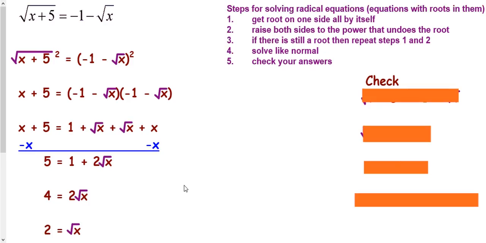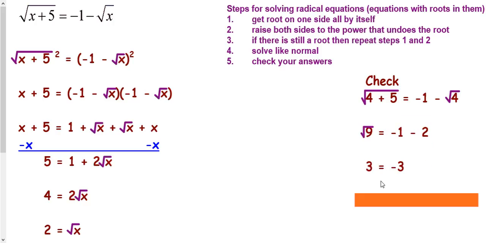Now you want to plug 4 into your original for both of your x's to see if it works. So we get 9. Square root of 9 we know is 3. The right side we get negative 3. Doesn't work, so we get no solution.